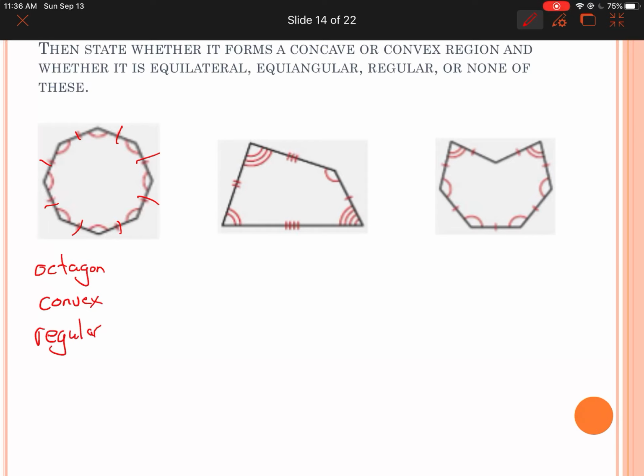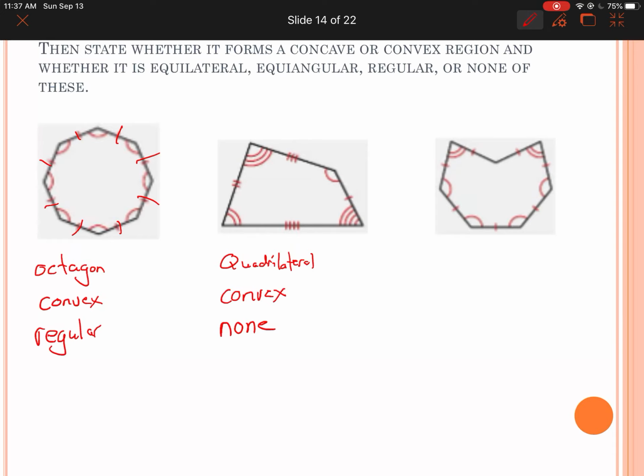Next one, 1, 2, 3, 4 sides, so it's a quadrilateral. It also is convex. And it doesn't have any equal sides, and it doesn't have any equal angles, so it's none. It's not equilateral, not equiangular, which means it's not regular.